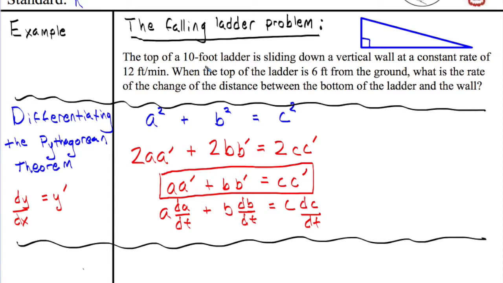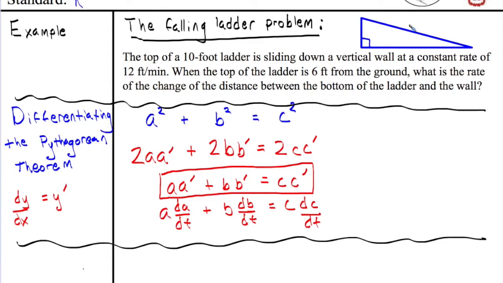Top of a 10-foot ladder, and there's a vertical wall. So vertical, can you make your arm vertical, Joy? Vertical like that, yeah, straight up and down. So we have a vertical wall. Maybe I should do this in black because this is the example. So I have a vertical wall, and the top of the ladder is at 10 feet on that vertical wall.